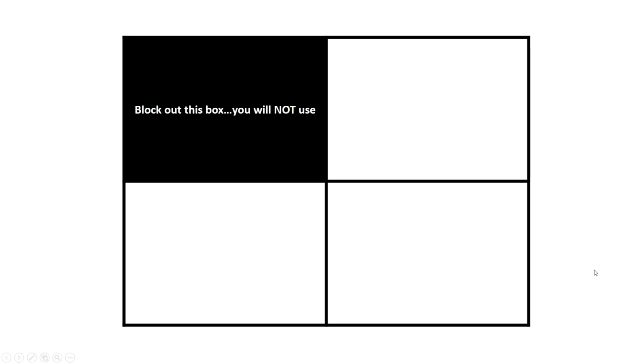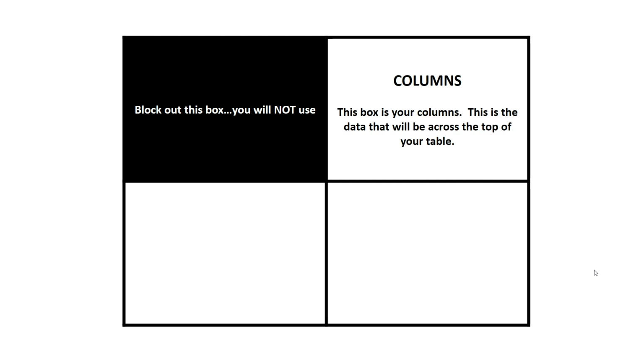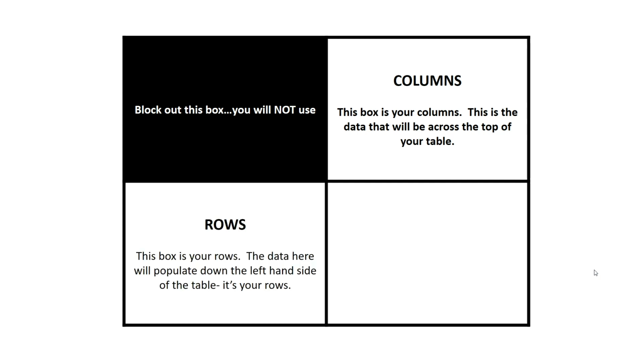First, the top left box you're not ever going to use, so just forget it exists. The top right box is where you put the columns. This is the box for the data that you want across the top of your table. The bottom left is your rows. This is the box where you're entering the information you want to populate down the left-hand side of your table.